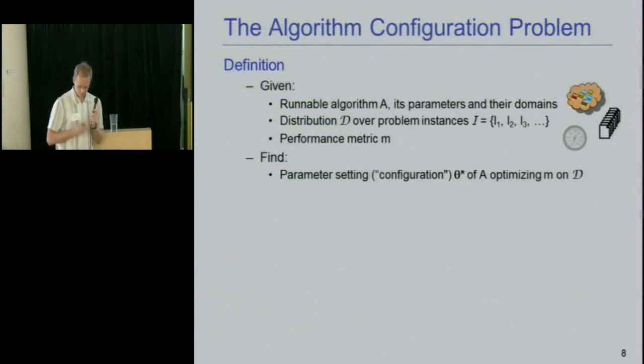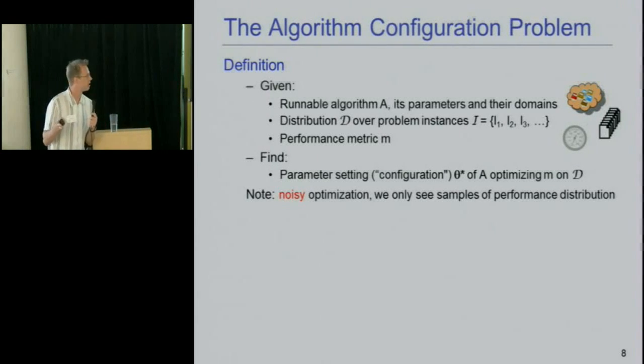Good. So we want to optimize over this parameter space. Here's a more formal definition of the problem. So you're given a runnable algorithm, its parameters, and the domains. And you're also given a distribution over problem instances and a performance metric. And you're trying to find the parameter setting, I'll call that configuration, of that algorithm that optimizes a metric over the distribution.